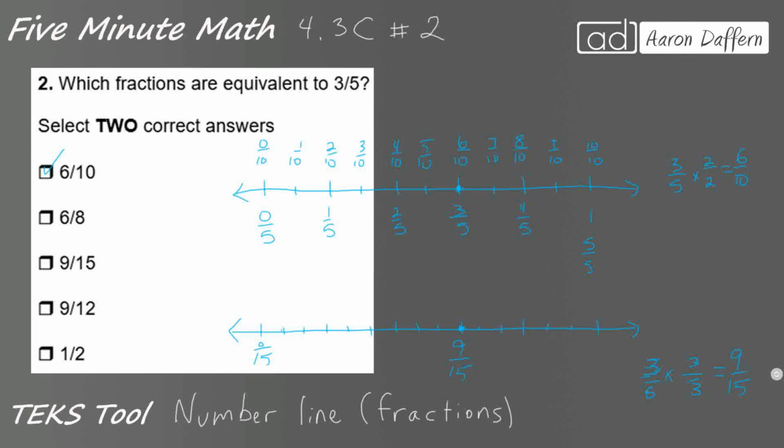So you could just multiply the numerator and denominator by 2 or by 3, and you would get your two answers of 6 tenths and 9/15.